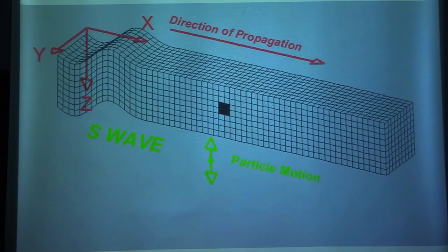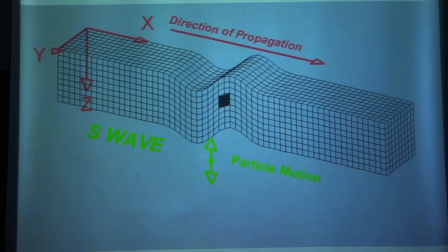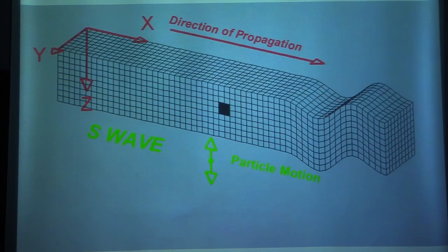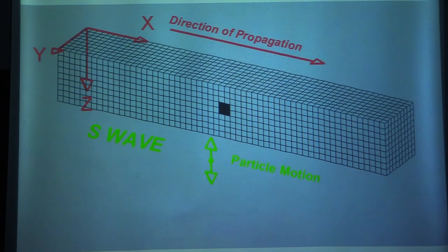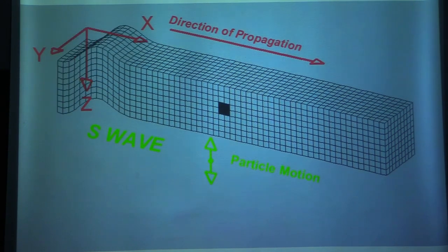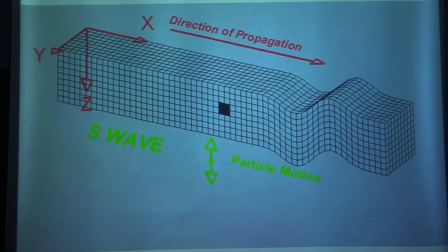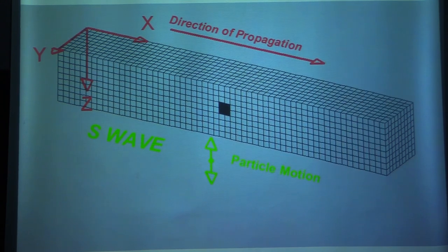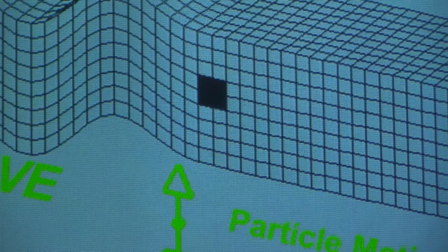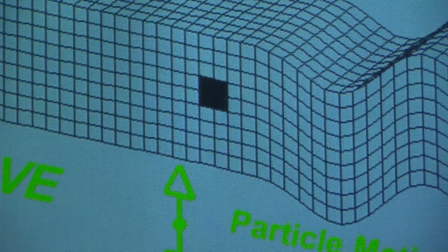So here's the animation of the shear motion. Don't worry about all the words written on the animation. Please focus just on the black spot. Do you see how the black spot is moved up and down perpendicular to the direction where the wave comes from? This behavior is exactly described as shear motion.